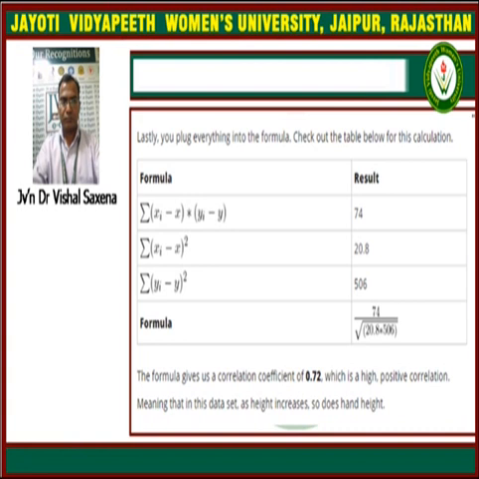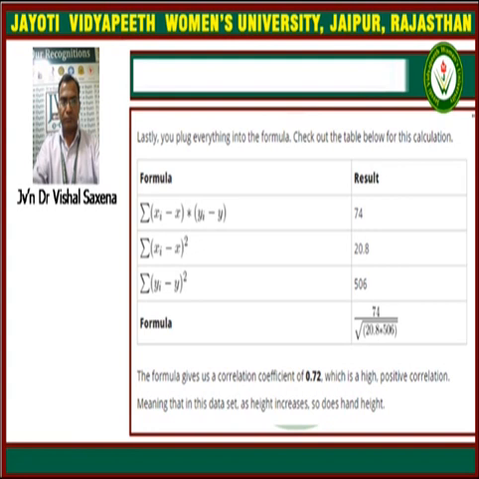So in this way, by the formula of the correlation coefficient, R is equal to summation xi minus x bar into yi minus y bar, which is 74 in the numerator, in the formula of Karl-Pearson coefficient of correlation, and in the denominator there is under root of summation xi minus x bar whole square, which is 20.8, into summation yi minus y bar whole square, which is 506, and when we solve this term, then we get the value of R, the correlation coefficient, as 0.72.